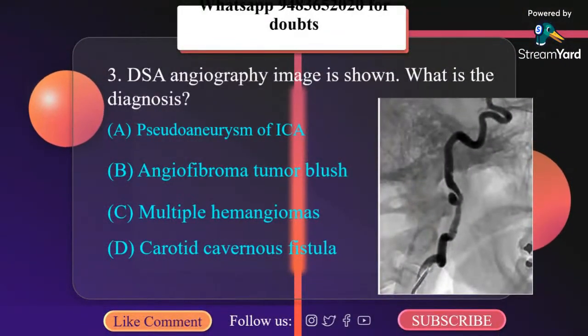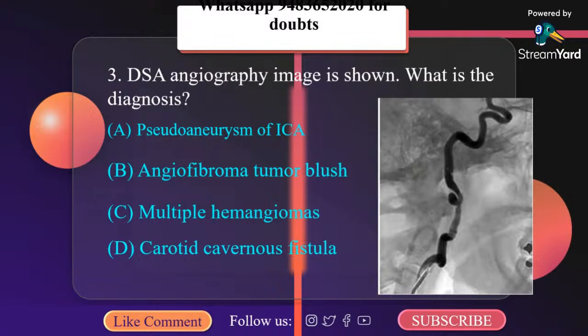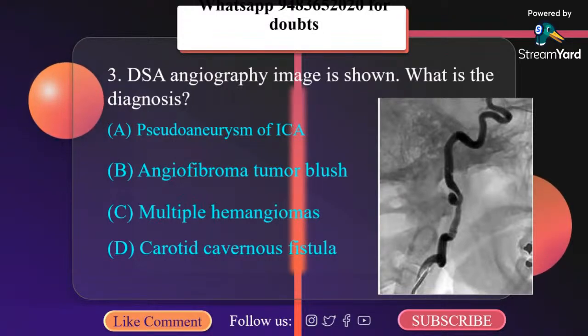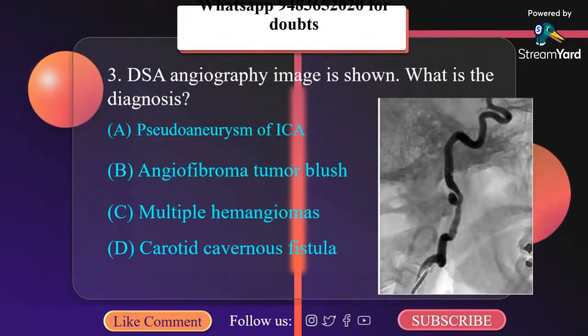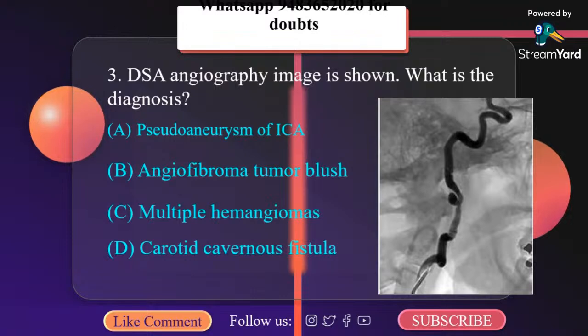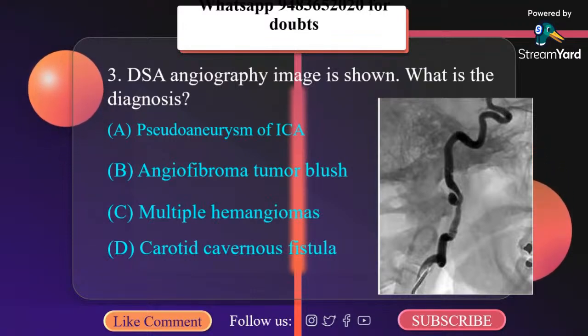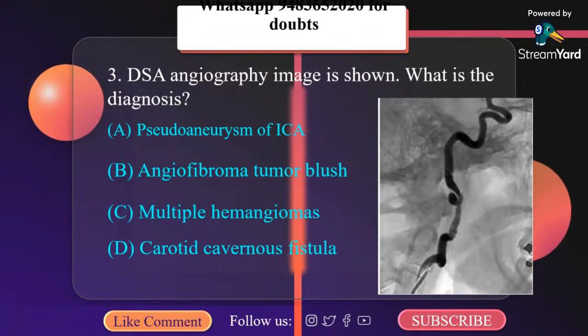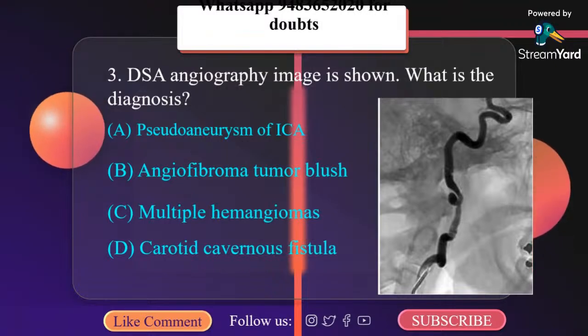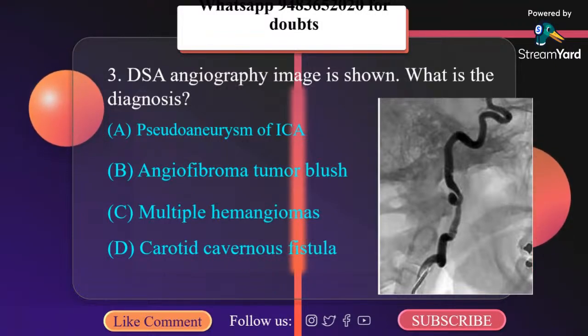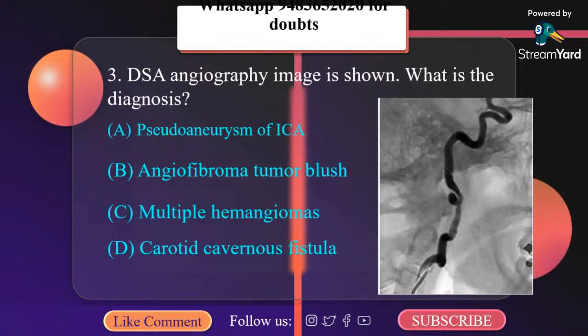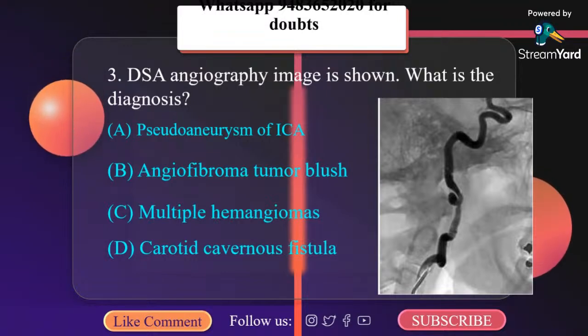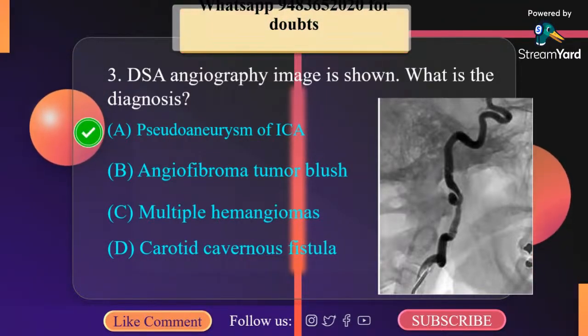DSA angiography image is shown below. What is the diagnosis? A. Pseudoaneurysm of ICA, B. Angiofibroma tumor blush, C. Multiple hemangiomas, D. Carotid cavernous fistula. The image is showing a well-defined outpouching from the cervical portion of the internal carotid artery. This is typical of a pseudoaneurysm, and the image almost remains the same for pseudoaneurysm in any other part of the body. So it is pseudoaneurysm of internal carotid artery.